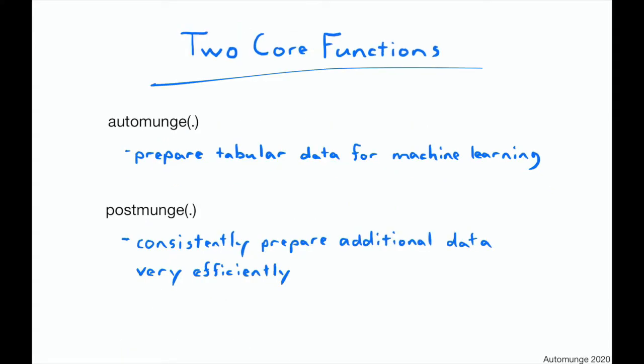All of this functionality is available through the application of two simple functions: Automunge for the initial preparation of tabular data for machine learning, and postmunge for consistently preparing additional data. In fact, an important point to keep in mind as we progress in this video is that most of what we're going to demonstrate here is available by activating just a single parameter in one of these functions. It's all push button and automatic.